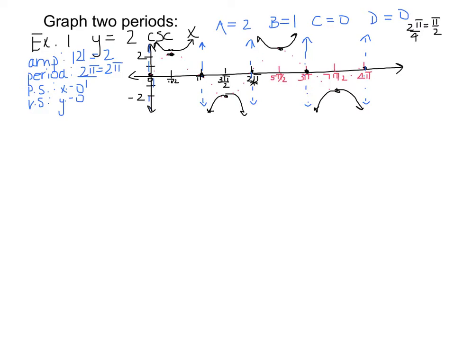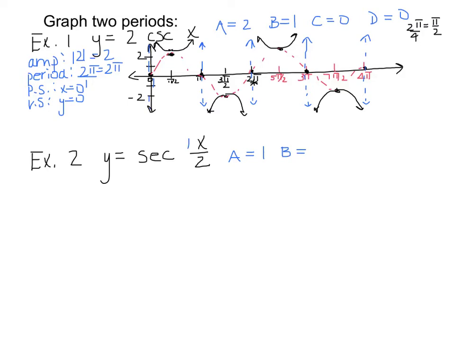Okay, and then we'll try a secant graph. Okay, you're going to do the same thing. Identify A, which is 1. B, this is tricky because there's an actual 1 in front of that X. So that's actually 1/2. And C, we don't have. And D.